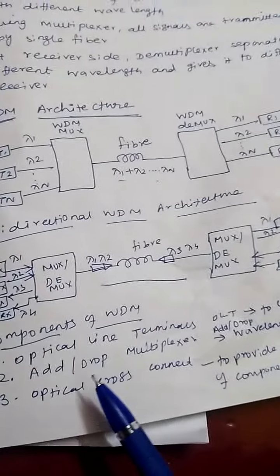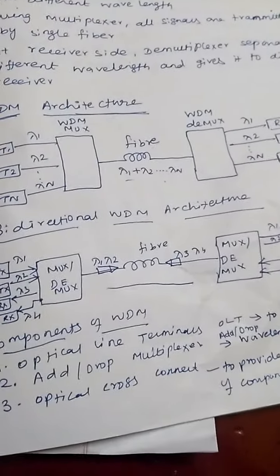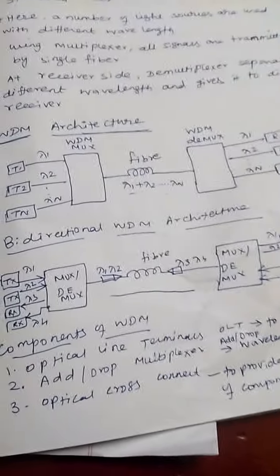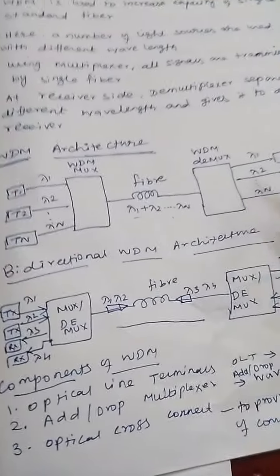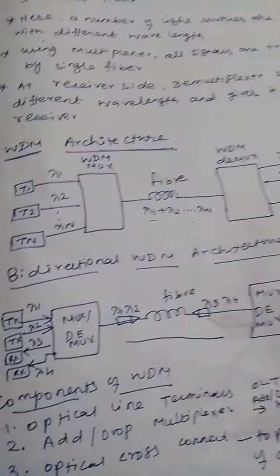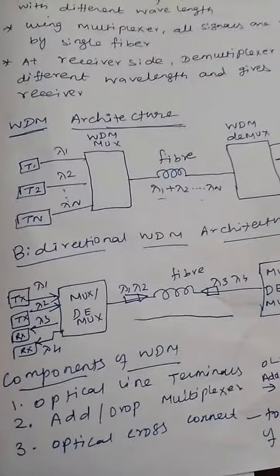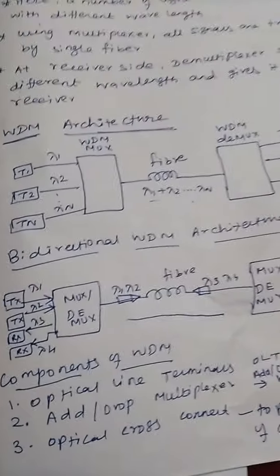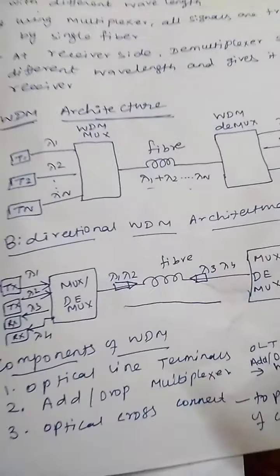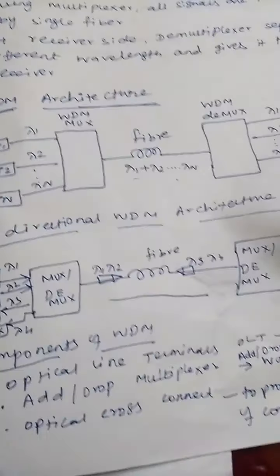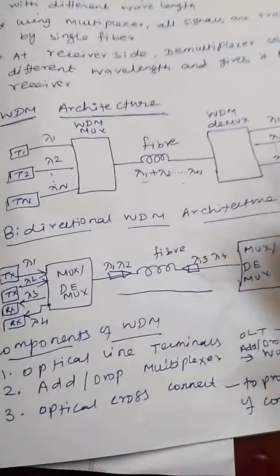Next type is the add and drop multiplexer. Already we know what an add and drop multiplexer is. In an add and drop multiplexer, we can add or drop signals in between the networks. Using this add and drop multiplexer, we can increase the capacity of optical signals.